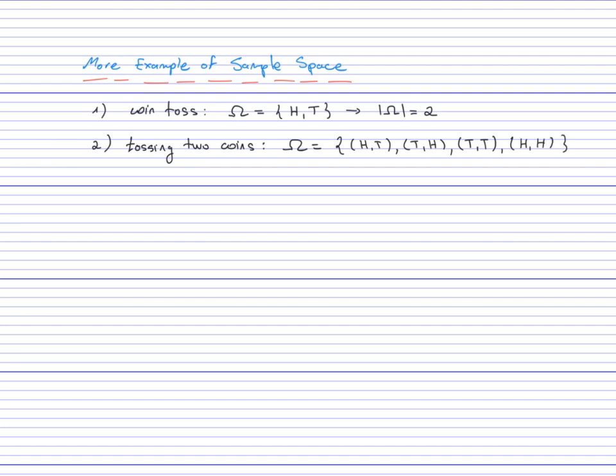So here, if I ask you, what is the cardinality of omega? So you need to answer that we have only 4 options, 4 elements. Okay, now let's talk about rolling 2 dice.